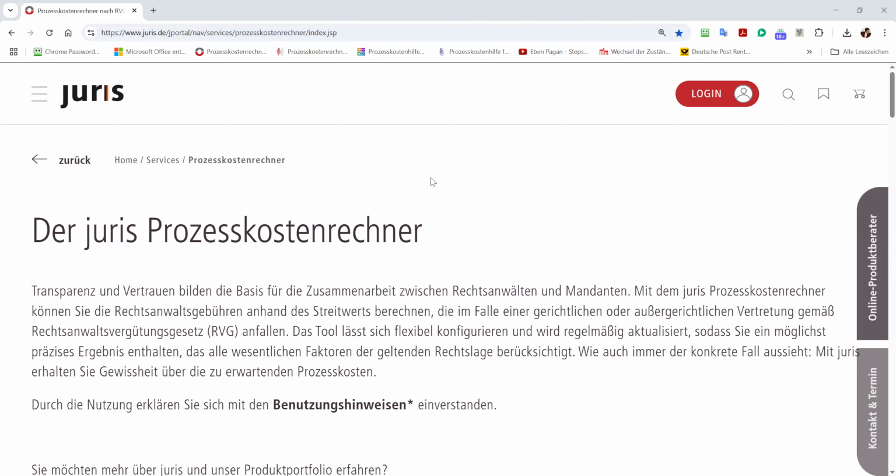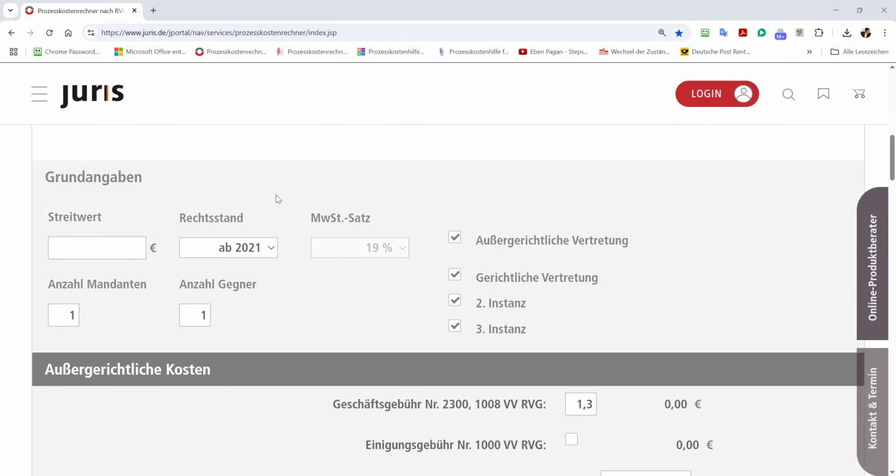Now, what is the RVG? In Germany, legal fees for attorneys are calculated based on a statutory fee schedule, the Rechtsanwaltsvergütungsgesetz in German, or RVG. This law determines the attorney's fees according to the so-called value in dispute, in German Gegenstandswert, or sometimes Streitwert, as you can see here. That is the monetary amount that the case is about.